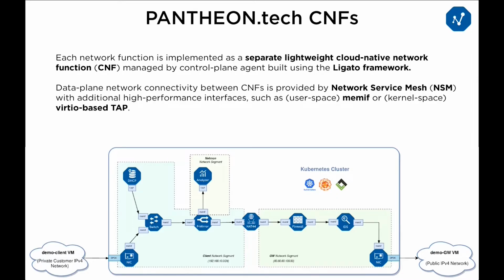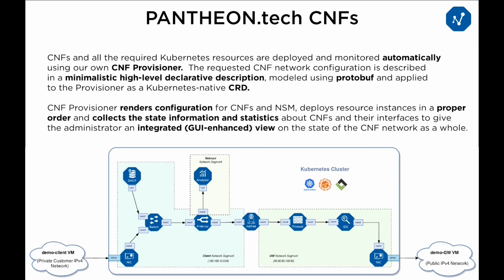Each network function is implemented as a separate, lightweight cloud-native network function, or CNF for short, managed by a control plane agent built using the Ligato framework. Data plane network connectivity between CNFs is provided by the network service mesh, with additional high-performance interfaces such as user-space MEMIF or kernel-space virtual-based TAP. CNFs and all the required Kubernetes resources are deployed and monitored automatically using our own CNF provisioner.